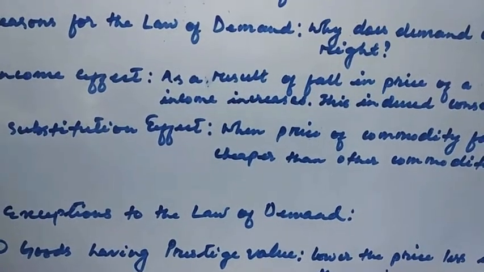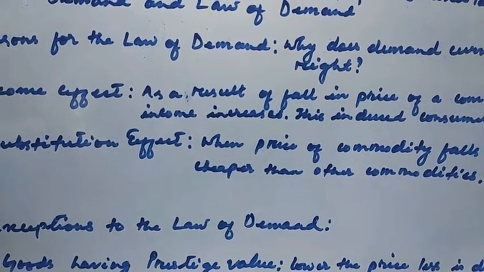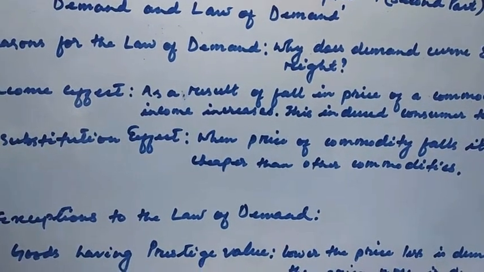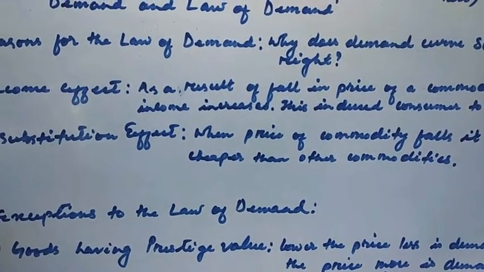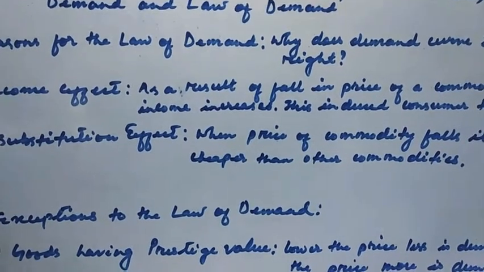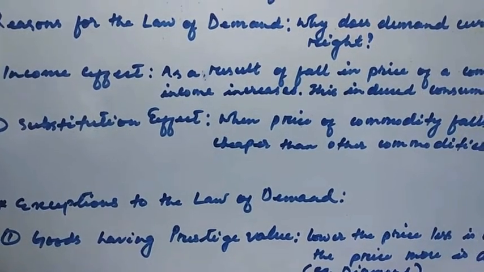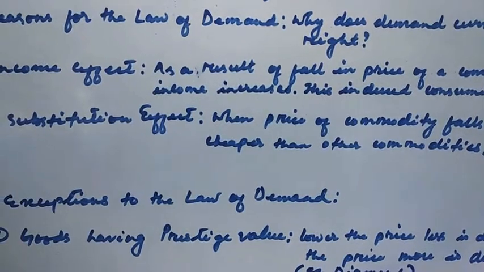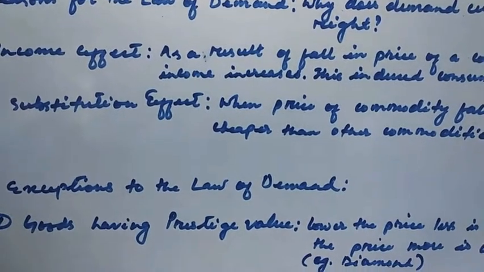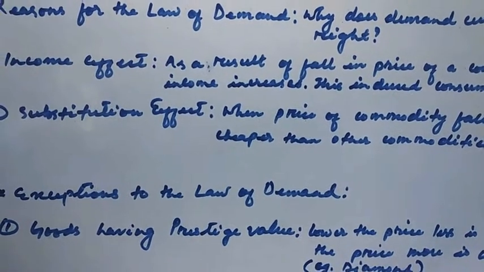So this induces the consumer to substitute the commodity whose price has fallen for other commodities. Instead of drinking tea, you will buy coffee because the price of coffee has fallen. So you will substitute coffee for tea. That is why you will buy more of coffee. You will demand more of that commodity, and coffee will become relatively cheaper and you will consume more of it. This substitution effect is more important than the income effect.